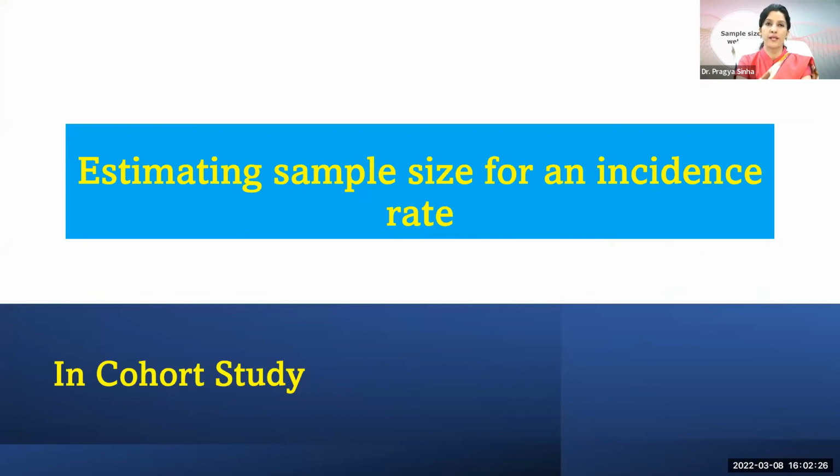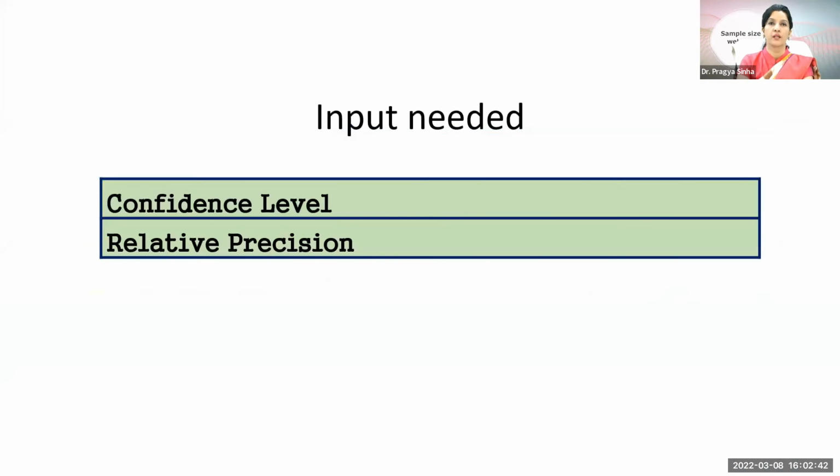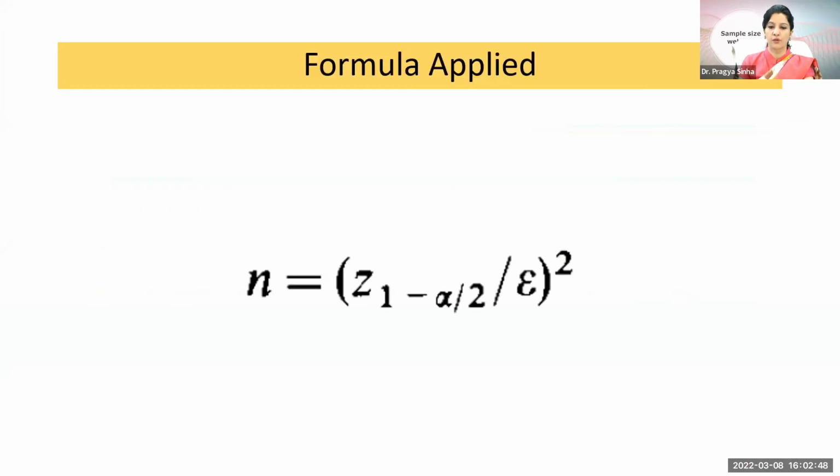Now, if you have to estimate the sample size for an incidence rate, right now we don't have a calculator for that. So we'll use a formula and see how to calculate it, if you want to calculate the incidence rate. You need only the confidence level and relative precision. The formula is the Cochran formula.